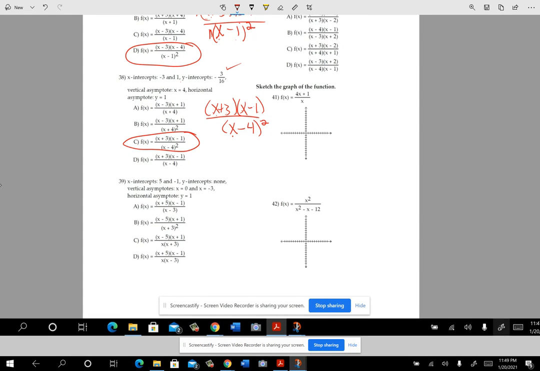All right, so you get the idea? X-intercept of 5 would be the factor x minus 5. X-intercept of -1 would come from the factor x plus 1. They'd be on top. Vertical asymptote, x minus 0, which would be x, and x plus 3. The degree would be the same. 2x's on top, 2 on the bottom, so that's all we need. And you'd have the horizontal asymptote being 1. Okay, so it's C.